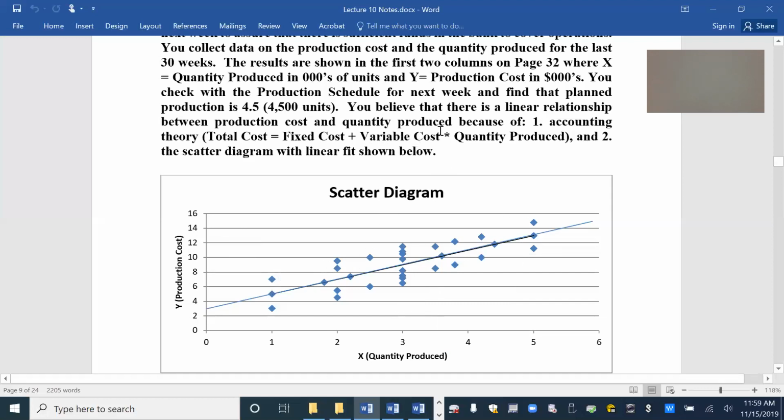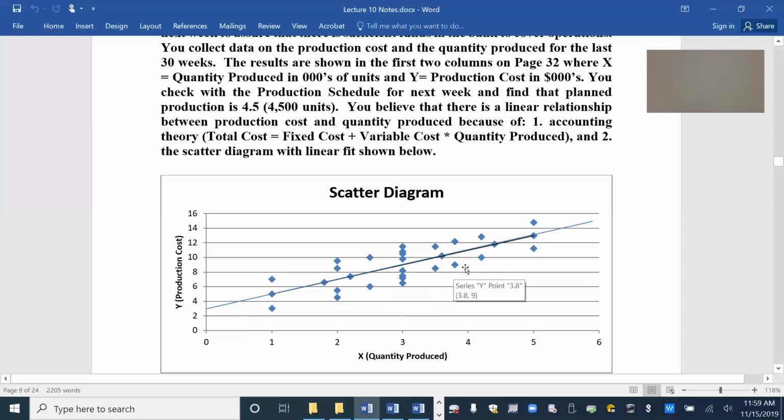Okay, also accounting theory says what? Total cost equals fixed cost plus the variable cost per unit times the quantity produced. What's the fixed cost? It's the intercept of this line. It's the constant. What is the variable cost per unit? It is the slope, the tilt of this line. So accounting theory also says that a linear relationship probably exists between these two variables.